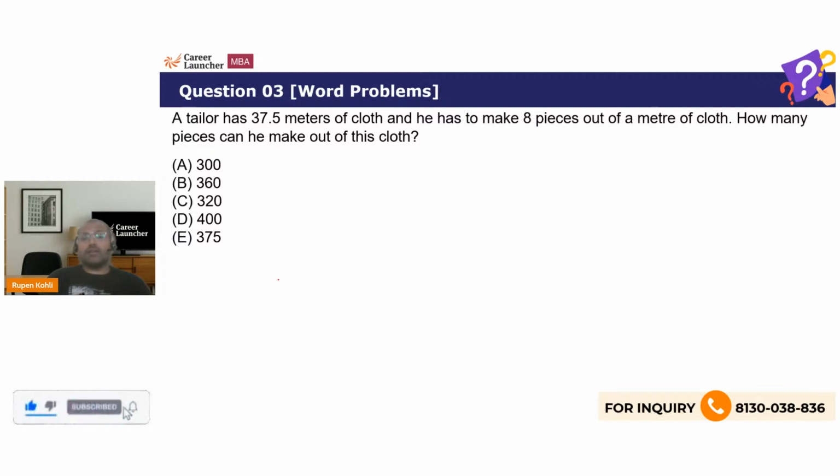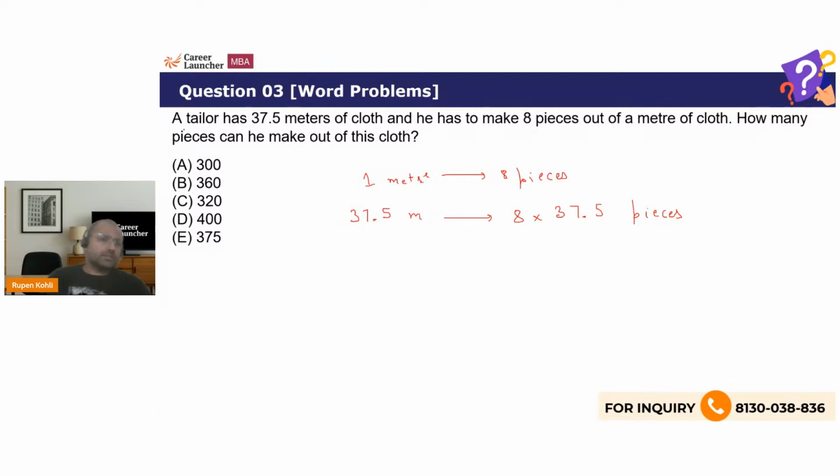He has 37.5 meters. He can make 8 out of 1 meter. So out of 1 meter, he can make 8 pieces. So how many can he make out of 37.5 meters? He can make 8 into 37.5 pieces. What is 8 into 37.5? 37.5 into 2 is 75. Then I have to do into 4, 300. Done. That's all.